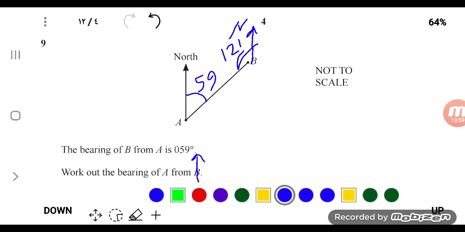So here you have the angle 121. Now the bearing of A from B means you go to the north, you mark any point, then you move clockwise until you reach AB. That's the angle that you have to find. And then you get the answer. So 360 minus 121, it will be 239. So the required bearing is 239.